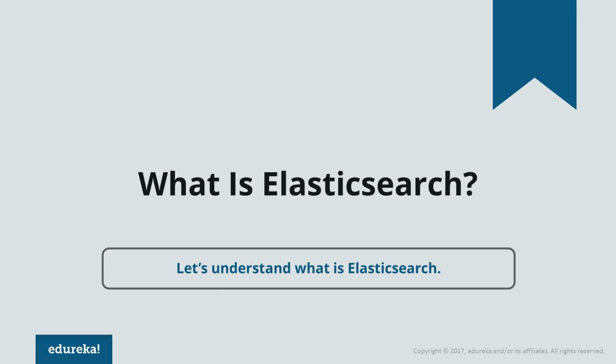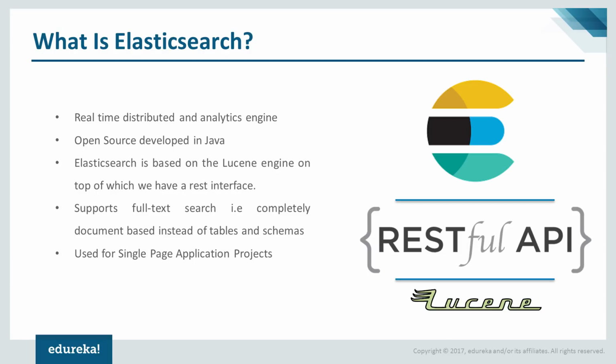So let's understand what Elasticsearch is. Elasticsearch is a real-time distributed and analytic engine. The best part about this product is that it is open source. I mean, it has been backed by an open source community, so anyone can download it without paying any licensing cost. It comes under the open source license and is developed on the Java platform. It is based on the Lucene engine, on top of which we have RESTful interfaces. Whatever the search engine does behind the scenes, on top of it we have the RESTful APIs, and the APIs help in fulfilling the request and responding to the request.